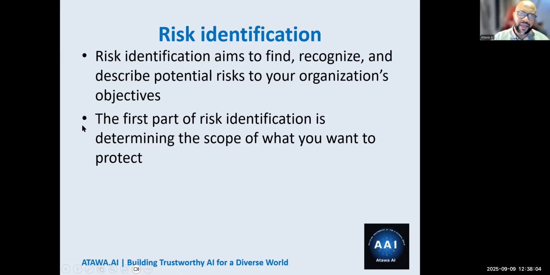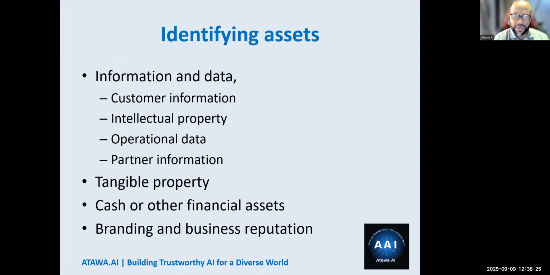How do we identify risk to our organization or to even us as individuals? So the whole idea is I want to find, recognize, and describe the potential risk. But the first part of this is to really determine the scope of what you want to protect. What do I really want to protect, right? Because that will guide my risk management approach.